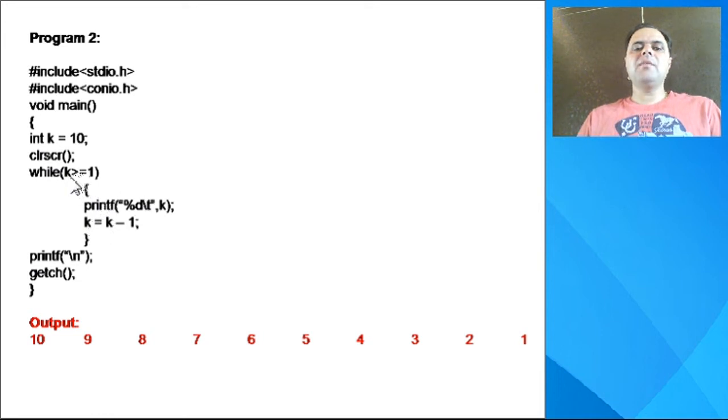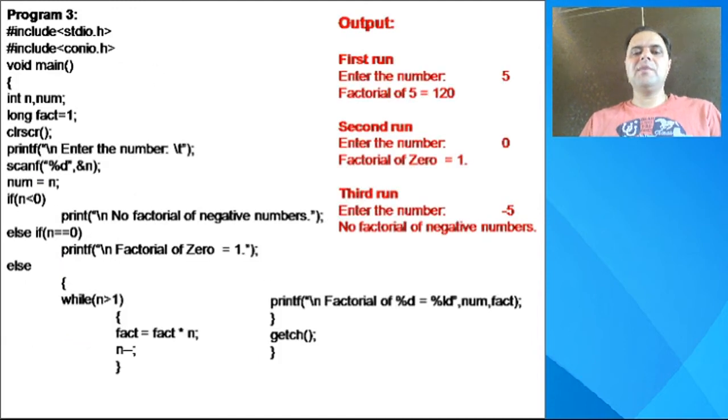Finally, the value of k becomes 1. 1 is greater than or equal to 1. Yes, the condition is true. 1 got printed. And k becomes k minus 1, which means the value of k becomes 0. Whether 0 is greater than or equal to 1? The condition becomes false. It will go outside this loop, then a new line. So 10, 9, 8, 7, 6, 5, 4, 3, 2, 1 got printed using this program. Let's take another program.